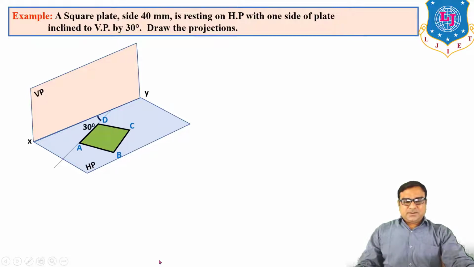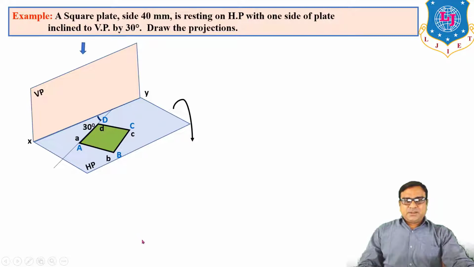Okay. ABCD are the corners of our square plane. So first you take the projection from top. The projection of ABCD on horizontal plane will be small abcd. But here the distance of A to horizontal plane is 0, meaning capital A, the original corner of the square, and its projection on horizontal plane are both the same.